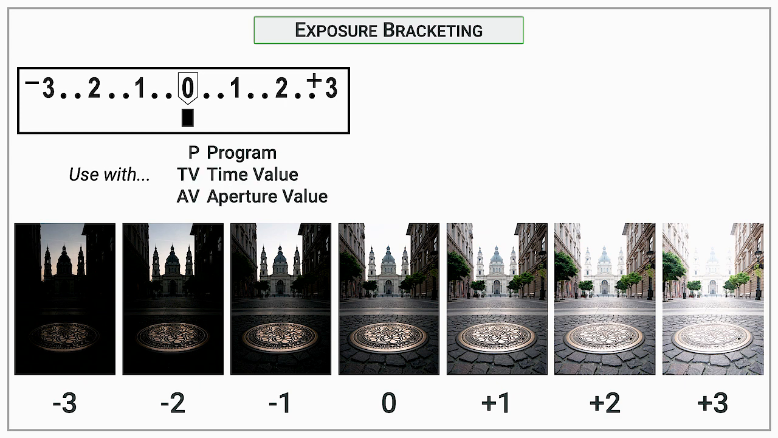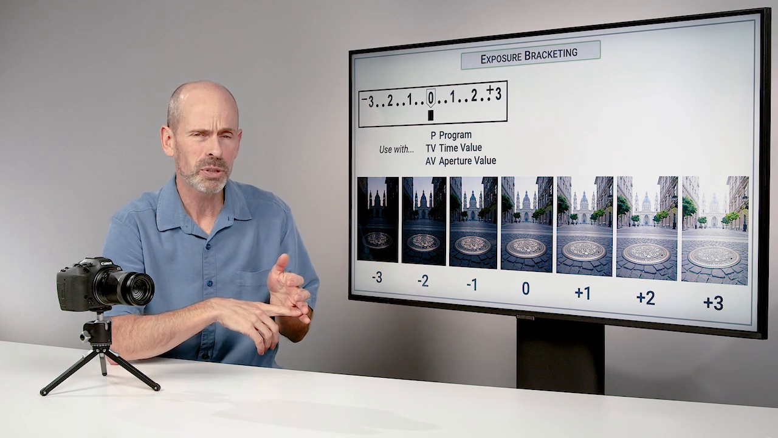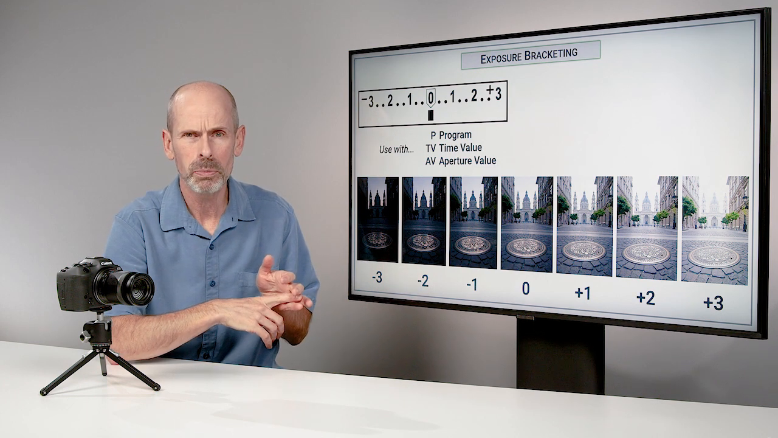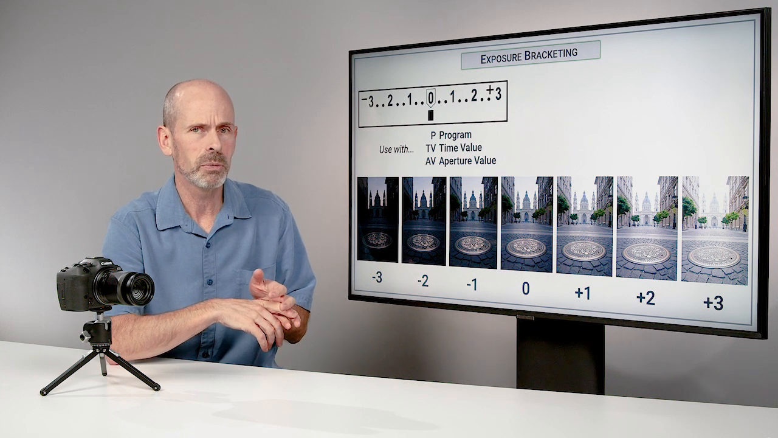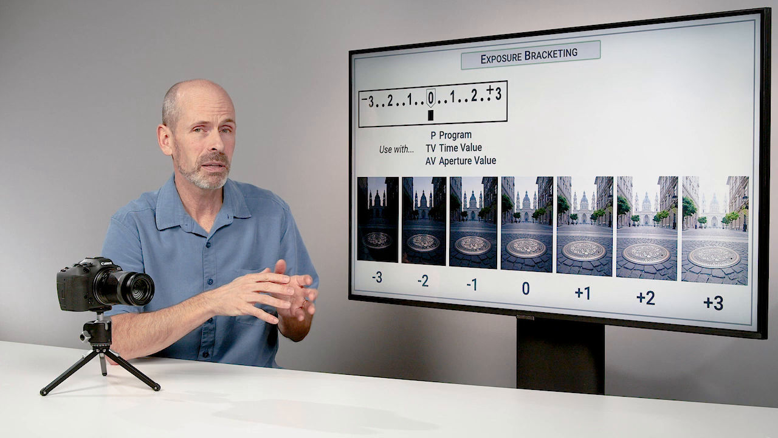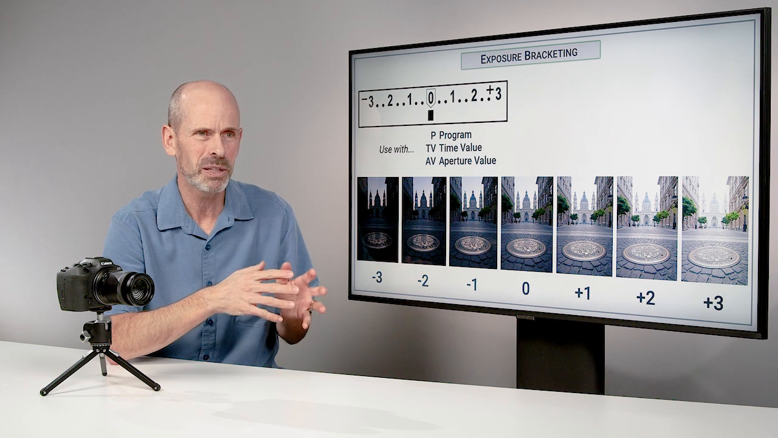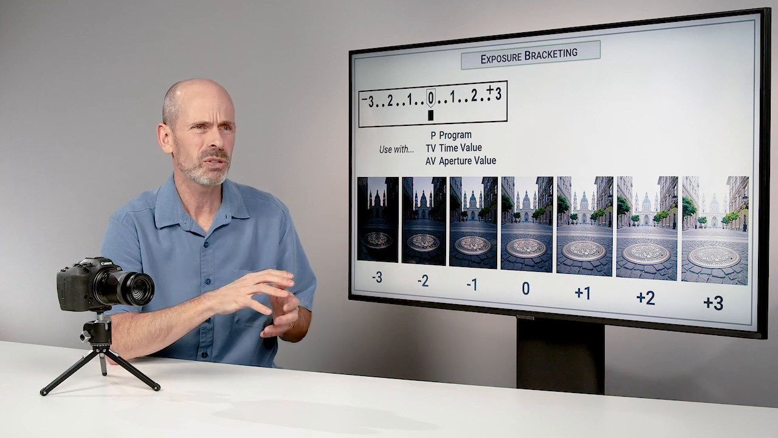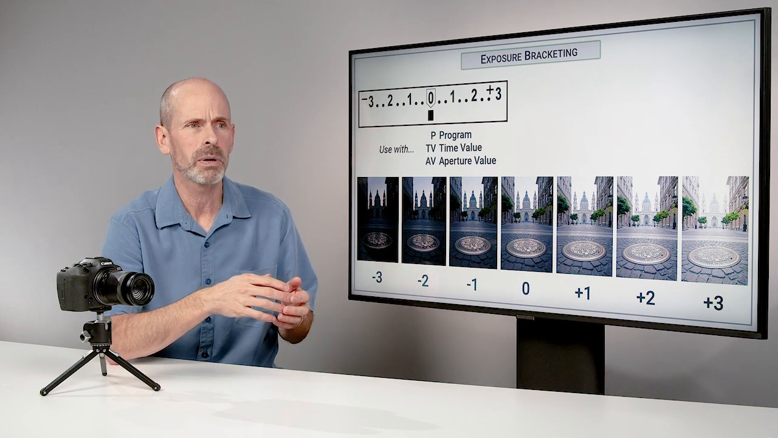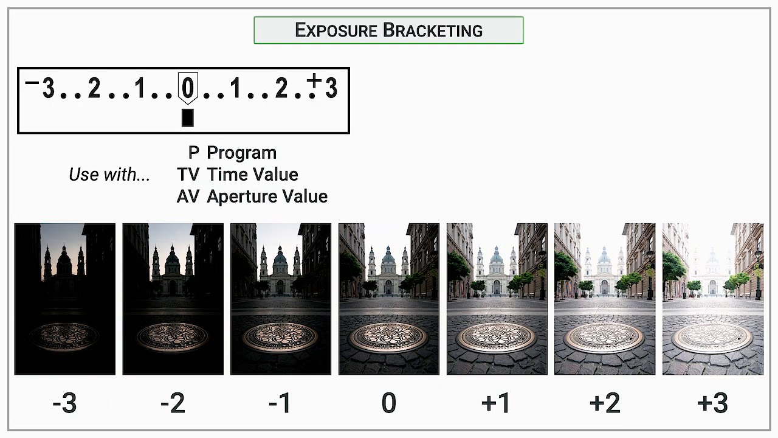Now, this doesn't work in manual because you're adjusting everything yourself. So this is best used in program mode, time value, and aperture value. But my preference is to put it into aperture value mode. That's because you probably want to have the camera on a tripod. You probably don't want to be shooting anything that moves because you're going to be taking multiple shots, and if it moves, it's going to be in different places and look different. So this is really designed for landscape work, maybe architectural, still photography, things that are not moving around.